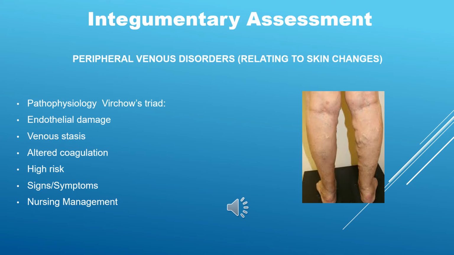Integumentary assessment, peripheral venous disorders relating to skin changes. Venous disorders cause reduction in venous blood flow or a reflux of blood through the valves, causing blood stasis. Venous stasis is a condition where the blood is not returning to the heart. This may then cause a host of problems, including coagulation defects, edema formation and tissue breakdown, ulcers, and an increased risk of infections.